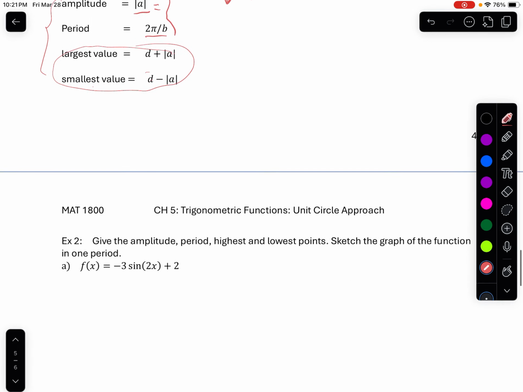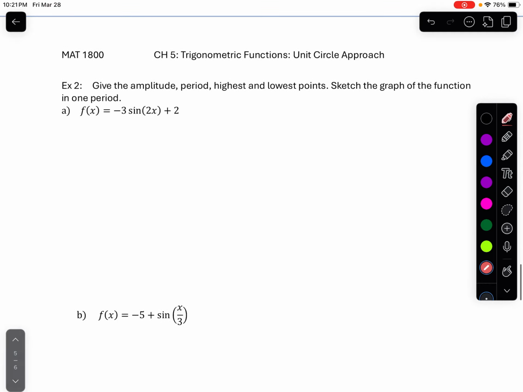So let's look at some examples here. The first one is f of x is equal to negative 3 sine of 2x plus 2. You can see here A is negative 3, B is 2, and D is also 2. So the amplitude, we sometimes just write amp, is equal to the absolute value of negative 3, so it is equal to 3. Period is equal to 2 pi over 2, so it is just pi.